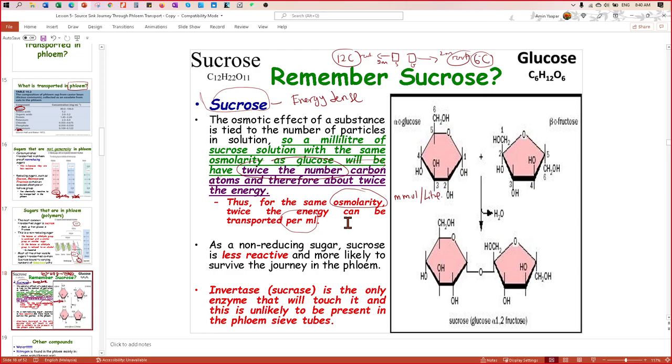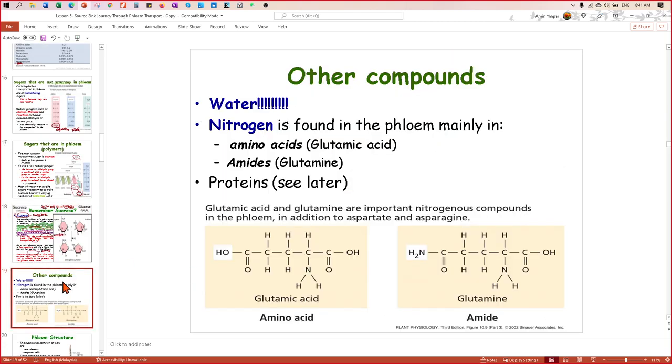Can anything react on the sucrose? Yes. Sucrose can be broken down with the action of sucrase or invertase enzyme. However, this is not present in the phloem. So you're safe there. Because invertase or sucrase is absent, that's why sucrose can complete the journey very easily.